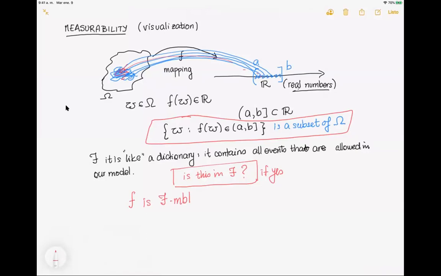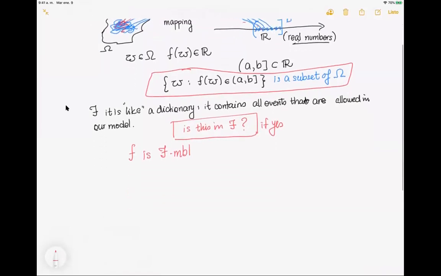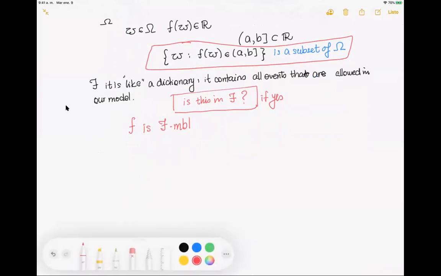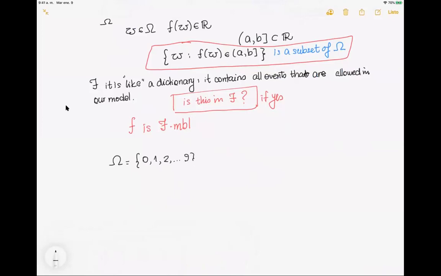So let me go a little bit further and give a little bit of an example so that we can discuss this idea. Again, these examples are very simple, but I believe that they're quite pedagogical because they can help us visualize what we're talking about. In this example, I'm considering omega to have only 10 elements. So I'm just going to name them up to 9. So there are 10 elements in omega.